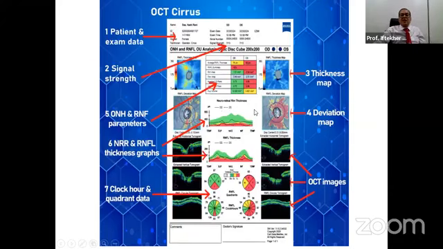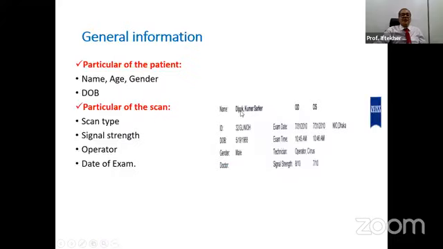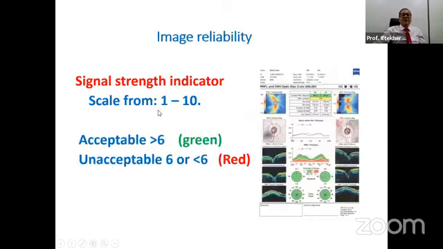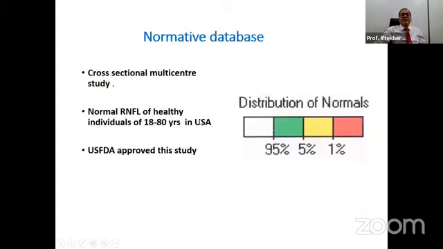Let us try to understand each segment separately. This is the general information of the patient and particulars of the scan pattern. This is very important: imaging reliability. In the Cirrus OCT, there is a scoring out of 10. When the score is more than 6, it is acceptable. When it is 6 or less than 6, it is unacceptable.